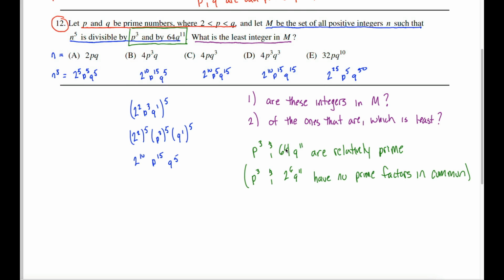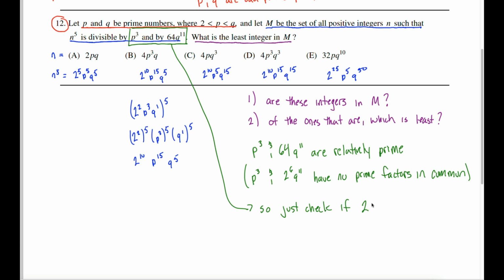Because they're relatively prime, to be divisible by each of them individually is equivalent to saying divisible by the product of the two. What I'm saying is, rather than check to make sure that n to the 5th is divisible by this and divisible by this, we can cut our work in half and make sure that n to the 5th is divisible by the product of these two.